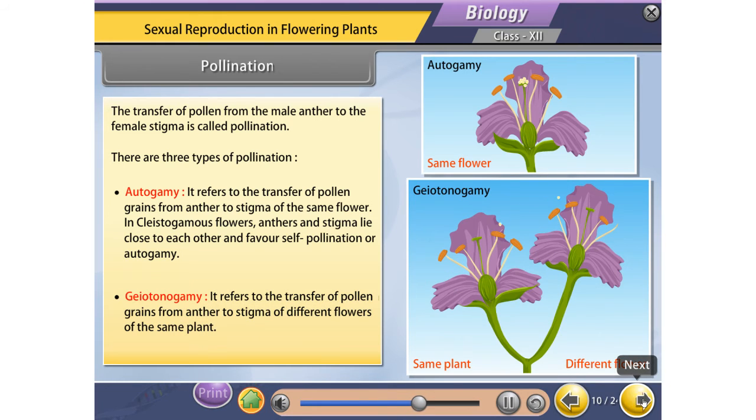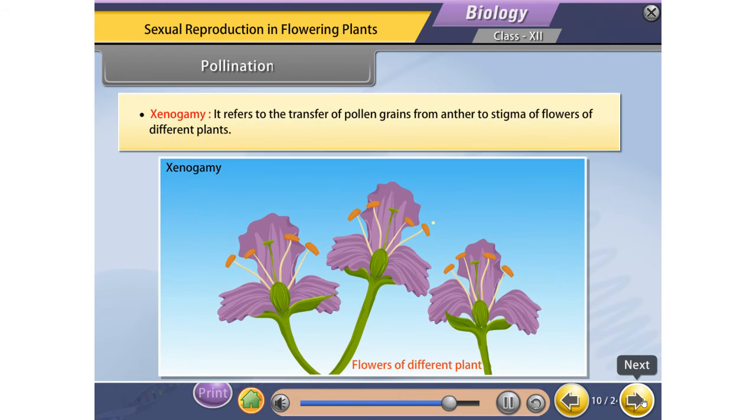Geitonogamy. It refers to the transfer of pollen grains from anther to stigma of different flowers of the same plant. Xenogamy. It refers to the transfer of pollen grains from anther to stigma of flowers of different plants.